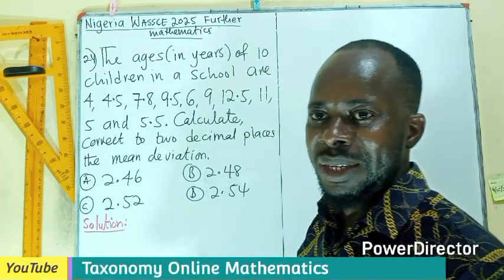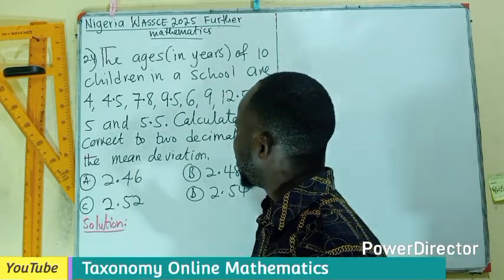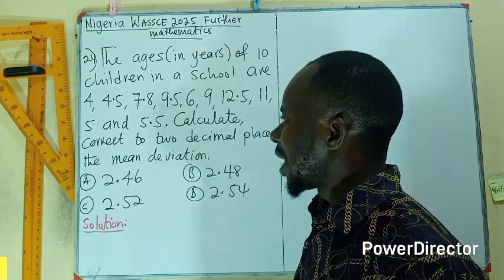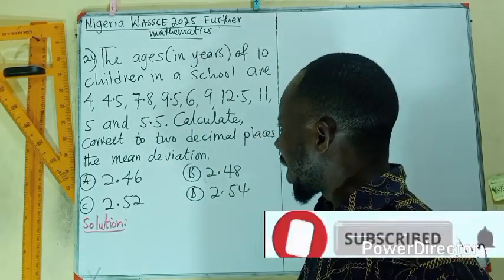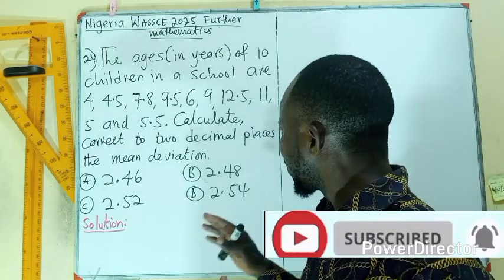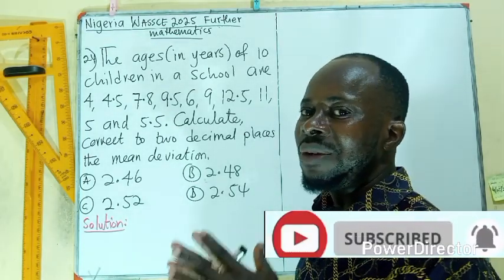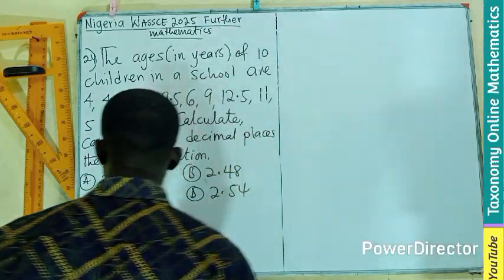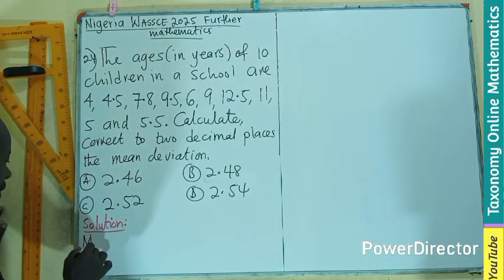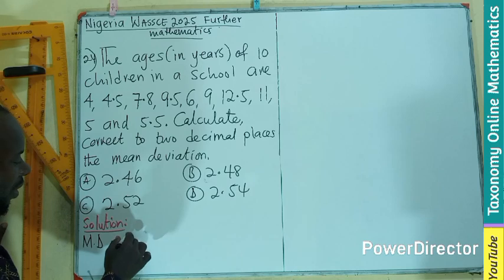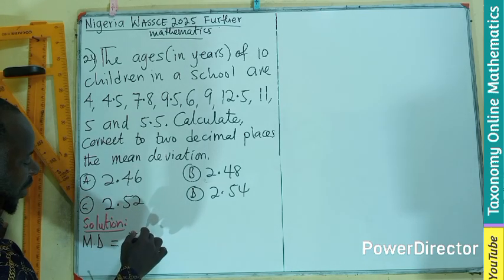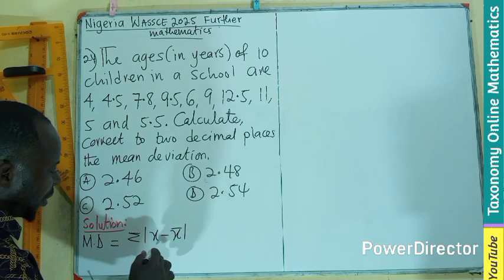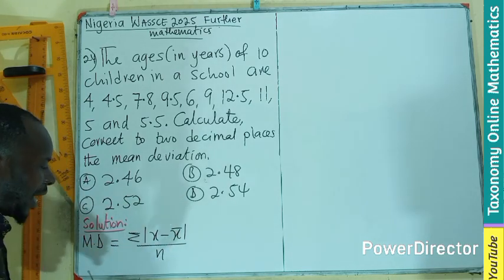Welcome to question 24. The ages in years of 10 children in a school are given. We are to calculate, correct to two decimal places, the mean deviation. So we need to begin with what a mean deviation is. If I am looking for MD as the mean deviation, it is the summation of the absolute value of x minus the mean, divided by n.